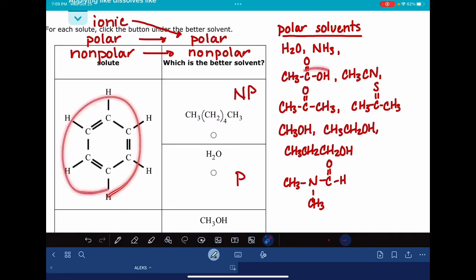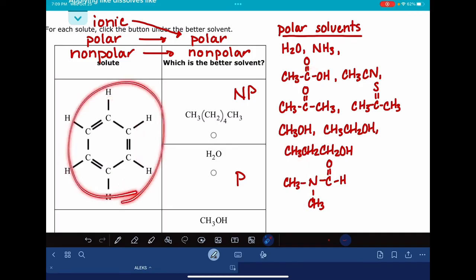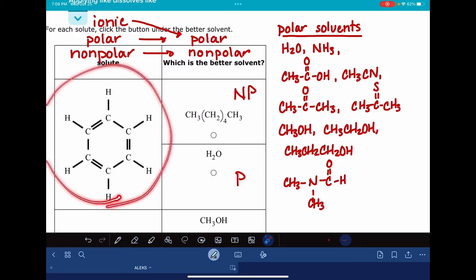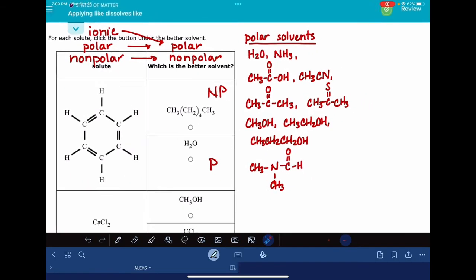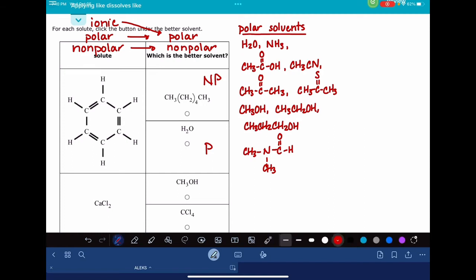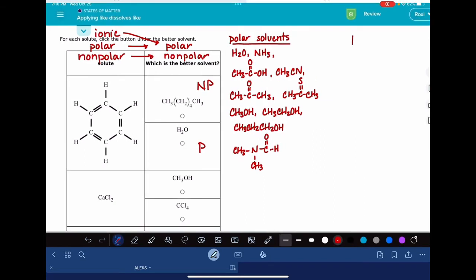The solute was one of these things. But most of the time, the solutes are going to be an entirely different molecule that you're going to need to classify as being either polar or non-polar. So we're going to make a list of what we're looking out for there. Polar solutes.